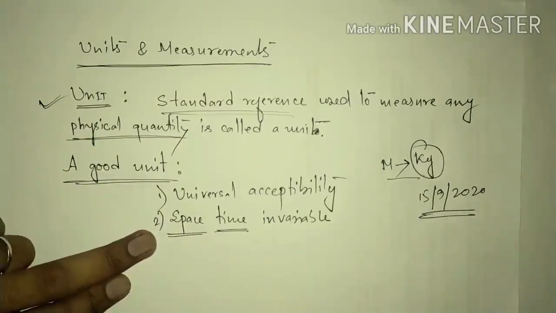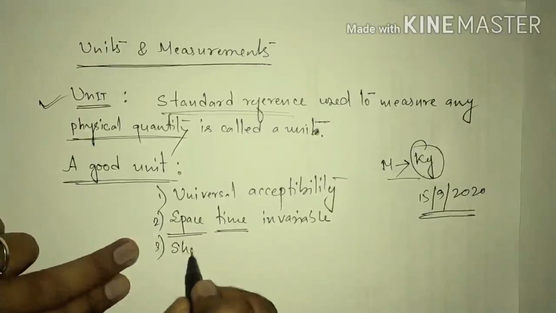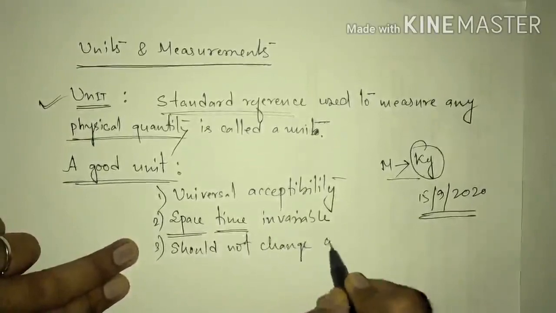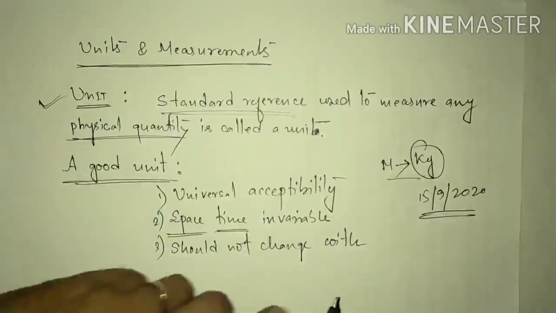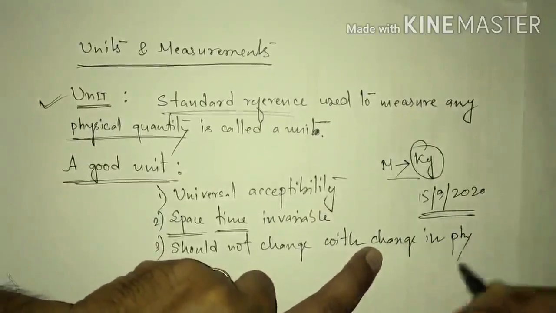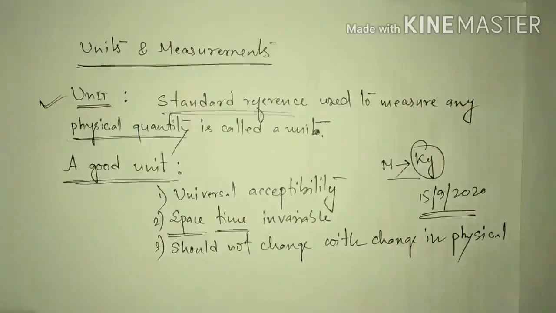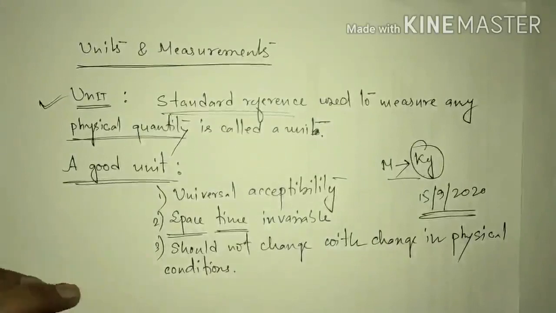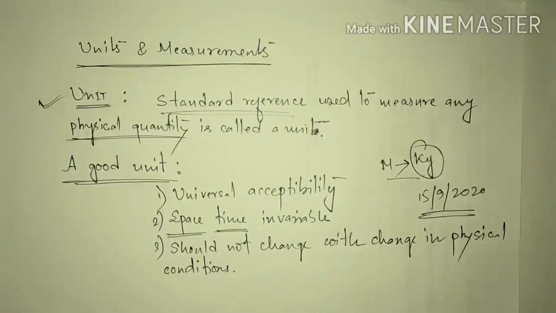A good unit should not change with change in physical conditions. Physical conditions means a change of pressure, temperature, etc. So if there is a change of pressure or temperature, the unit of any physical quantity should not change. A good unit must have that ability.